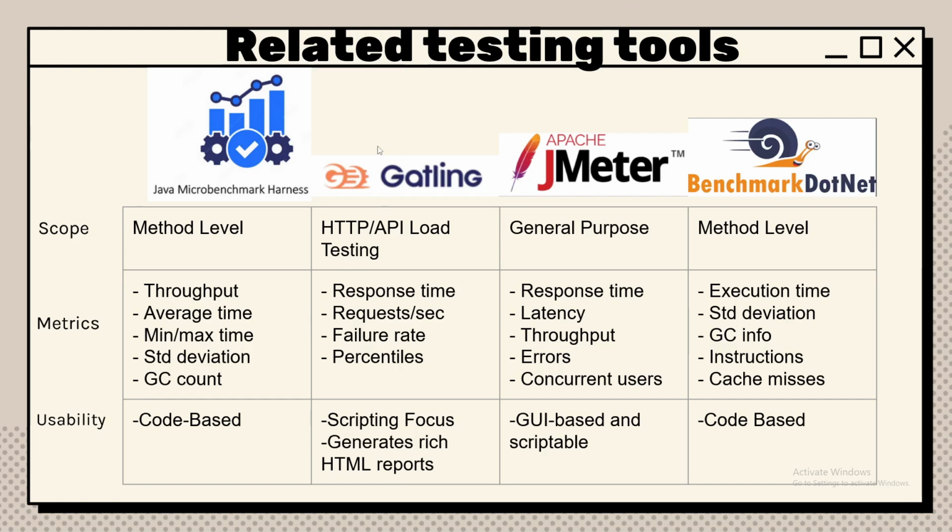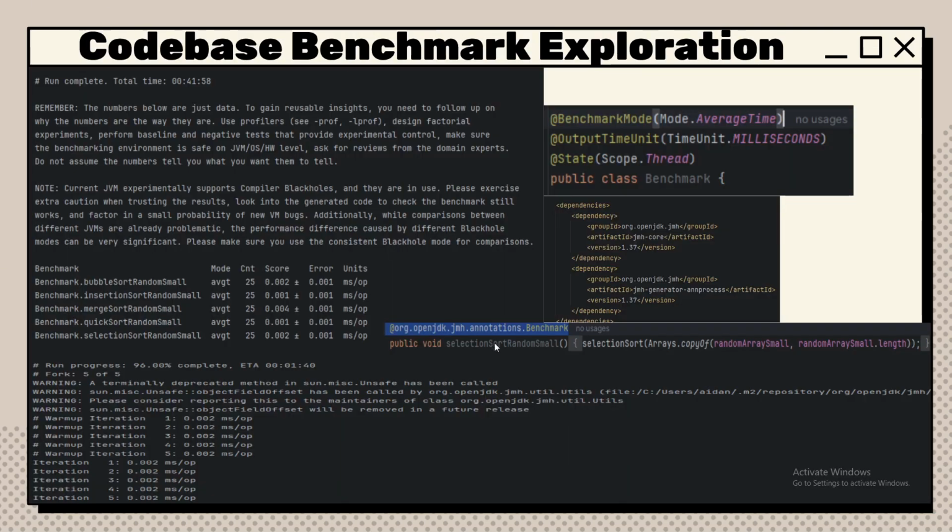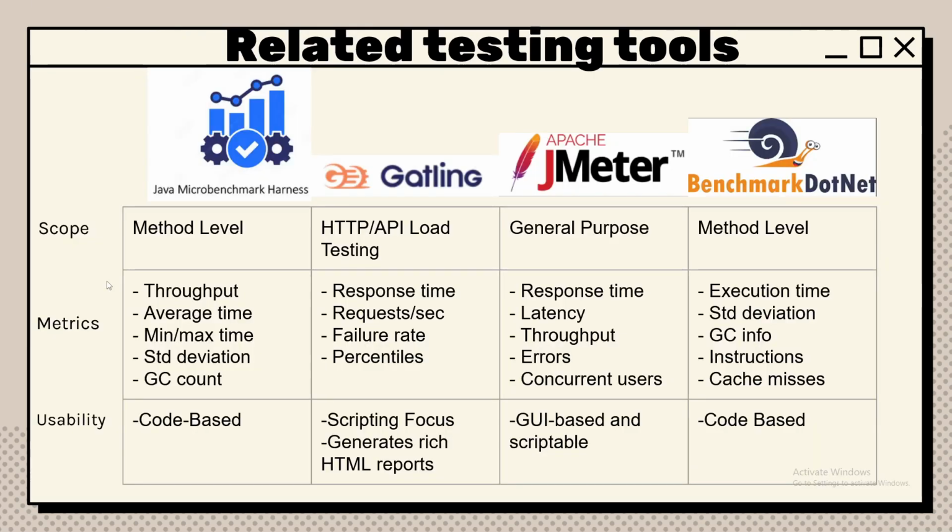There are several related testing tools. The ones I'm going to be talking about are Gatling, JMeter, and benchmark.net. I'll compare the scope, the metrics, and the usability. JMH is method level, so as seen in the previous slide, you decide at each method if it's going to be tested or not. The metrics are throughput, average time, min-max time, standard deviation, and GC count. And the usability, it's code-based, so it's implemented at the code level.